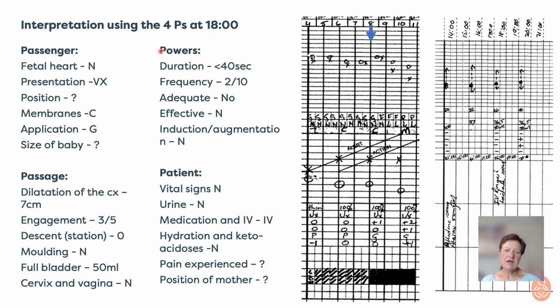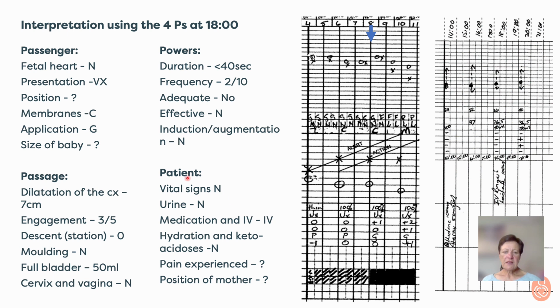So when we look at our powers, the P for powers is a big problem. There's no progress here at the passage part, maybe because of that. Maybe. We'll have to see. There might be another factor of obstruction, like, for example, the full bladder, or it might be that the pelvis is just not big enough.